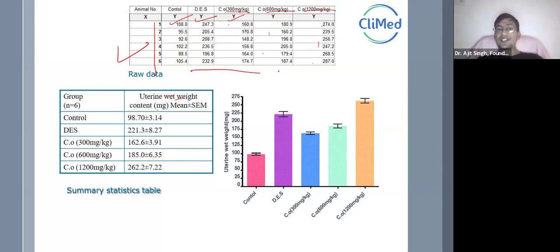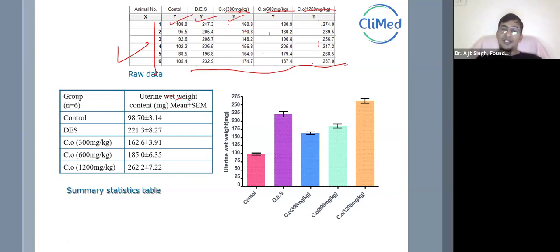So what is this? This is just a spreadsheet, just the Excel sheet, just the raw data. If I hide this part, can you tell me immediately the difference between the mean, median, and mode of all three groups at 300, 600, and 1200 mg per kg?